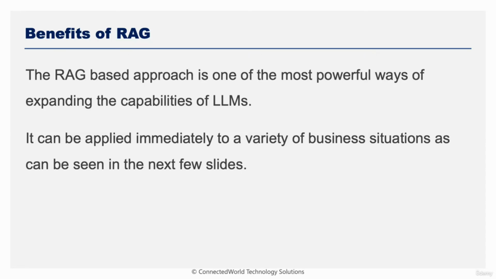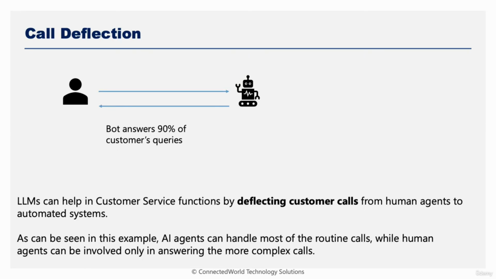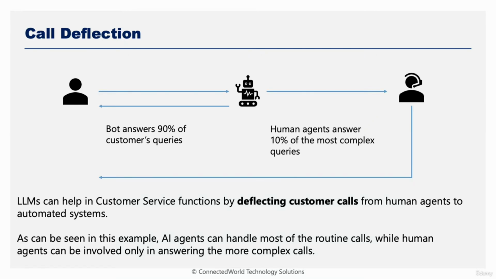The RAG based approach that we discussed here is one of the most powerful ways of expanding the capabilities of LLMs. It can be applied immediately to a variety of business situations, as can be seen in the next few slides. The first of these is call deflection. LLMs can help in customer service functions by deflecting customer calls from human agents to automated systems. As can be seen in this example, AI agents can handle most of the routine calls, while human agents can be involved only in answering the more complex calls. Think of the money saved by call centers.